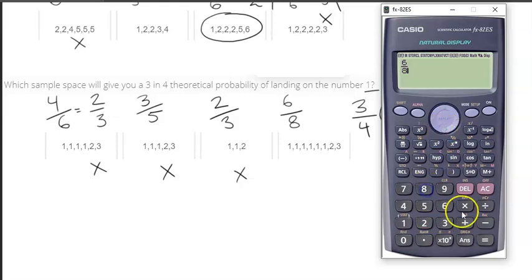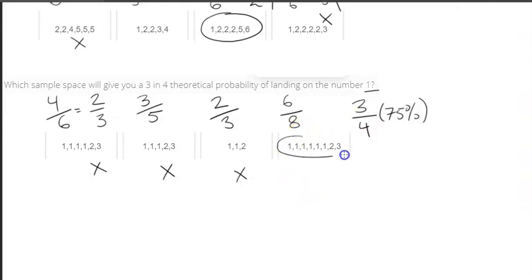6 over 8 does simplify to 3/4, meaning that this one here has to be your answer. And this makes sense. The number 1 appears about 75% of the time from this whole sample space. So 3/4, 75%, this one here is your answer.